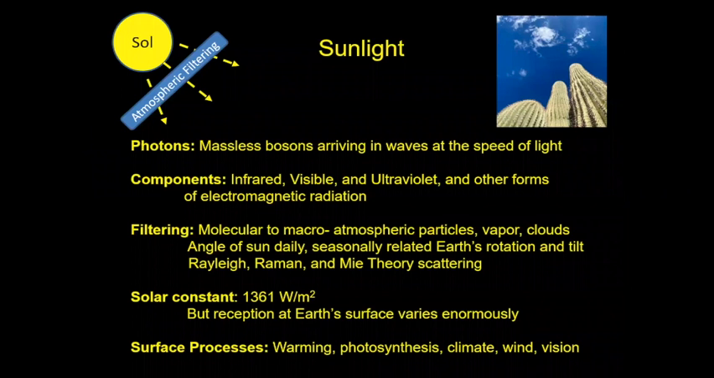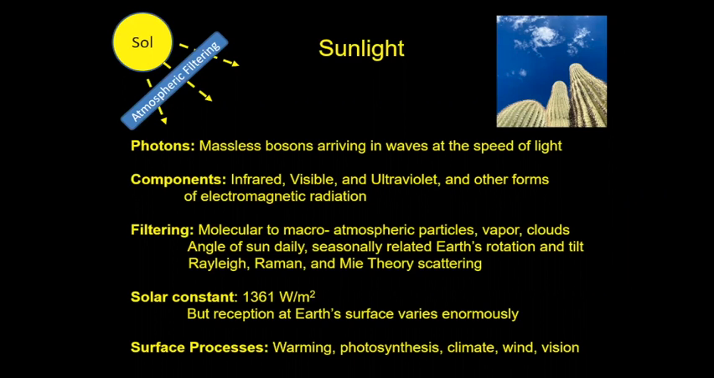First, what is sunlight? Any good physicist will tell you that sunlight is a bunch of photons that are massless bosons arriving in waves at the speed of light. We've probably all heard that there's variability in the wavelength of those lights.